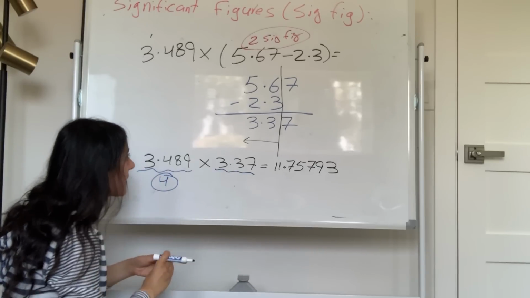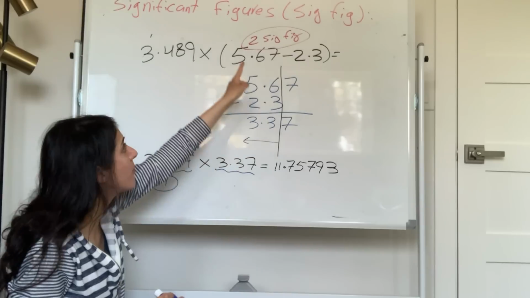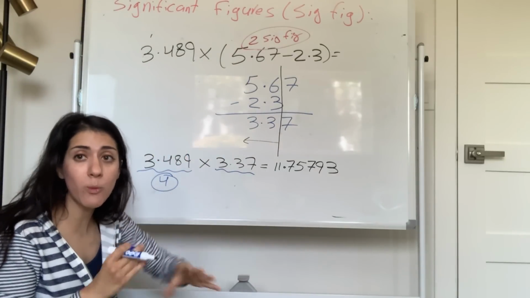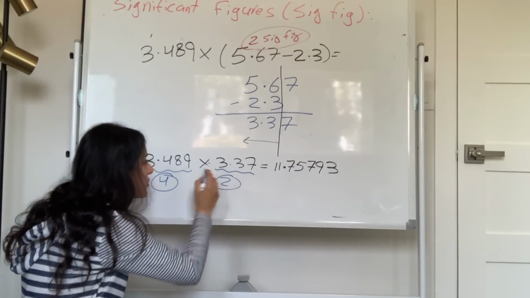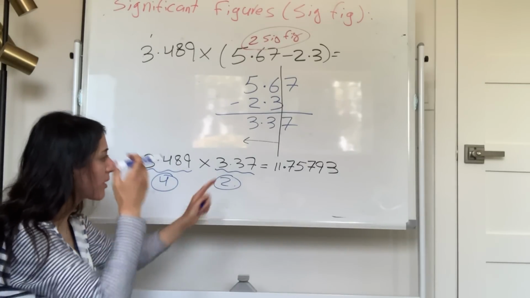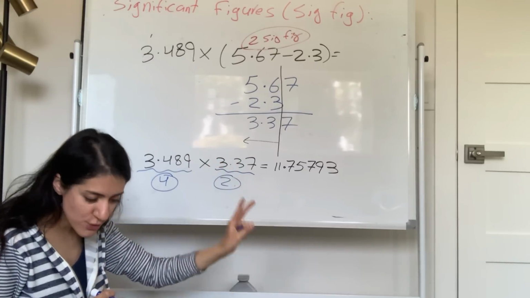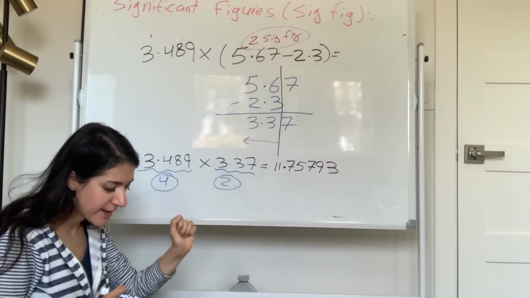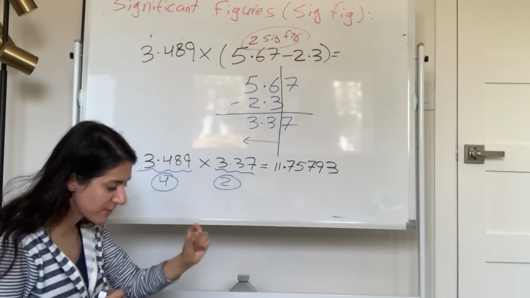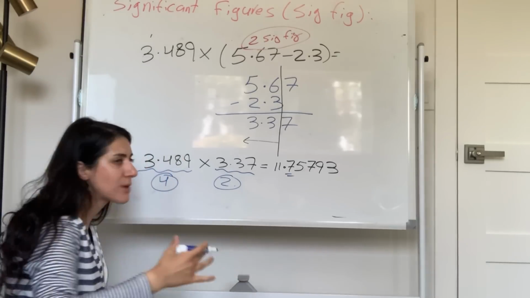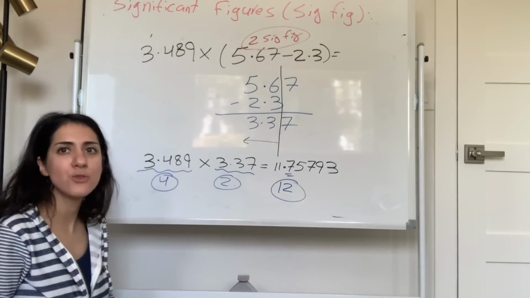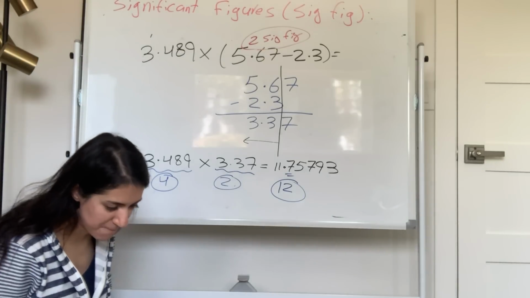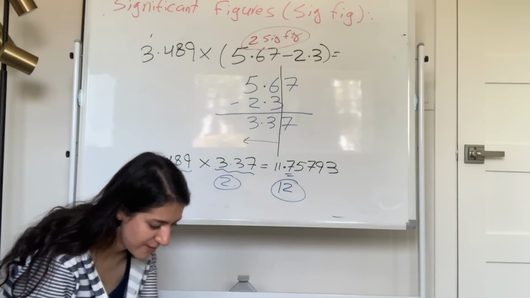Now remember what we talked about. This number was supposed to have how many sig fig? 2, but we didn't round it. We're going to keep all the numbers. So this in reality should have 2 sig fig. So my final answer should have 2 sig fig. Beautiful. 11.75793. So it's 7. To round it, I would have to round it up. I will round it up to 12. Okay. Very nice job.